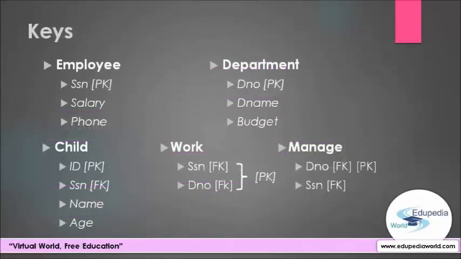For the final design, the entities, the attributes and the keys are like this. For the employee table, social security number would be the primary key. For the department table, the department number would be the primary key. For the child table, the ID would be the primary key, and we are using social security number as the foreign key. And for the new table, the works table, the social security number and the department number are foreign keys, and by combining them we are creating a composite primary key. And for the manage table, the department number and the social security number would be the foreign keys, and we are using the department number as the primary key.